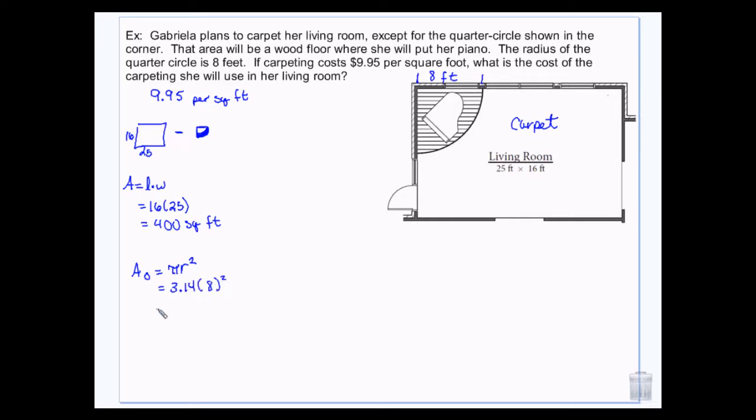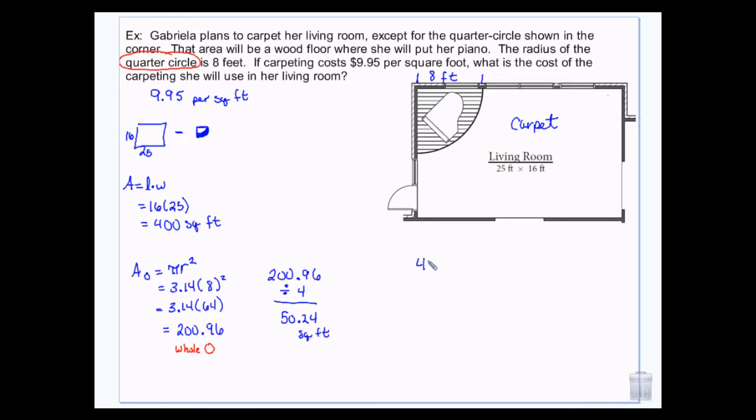And our radius is 8. So I get 3.14 times 64. So 200.96 is the whole circle. Now it's really important, that's the whole circle. We have a quarter circle. So we're going to take that 200.96 and divide it by 4, or you can multiply it by 1/4. Same answer. 50.24 square feet is the quarter circle.